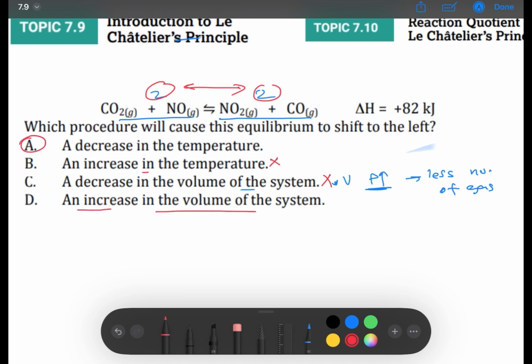An increase in the volume of the system. Now, as we said, both of these affect the pressure, and the pressure has no effect as we have the same number of gaseous species. That's why the answer is A.